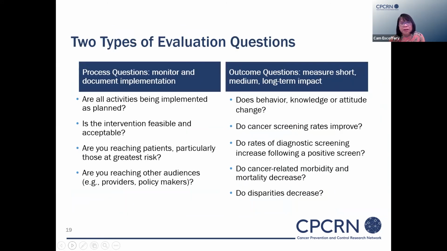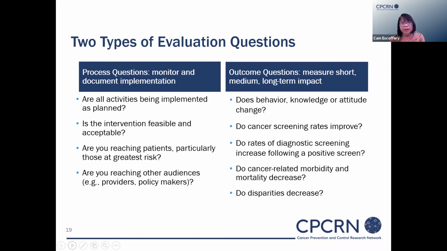So what are some examples of evaluation questions that you might have for process and outcome? So again, remember that process evaluation asks you to think about what goes into implementation and implementation monitoring or documenting. So some of those questions might be, are all of the activities in your program being implemented as planned? A nod to fidelity. Is the intervention feasible and acceptable? For those of you who are interested in both participant and also implementer attitudes and beliefs about the intervention.